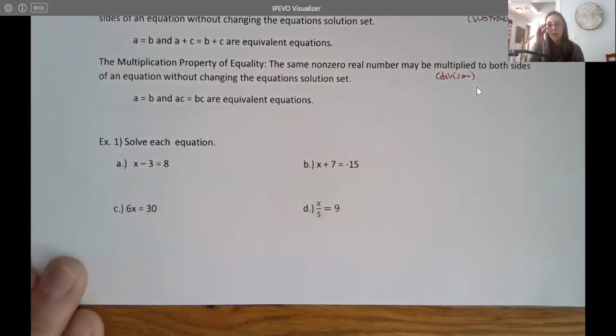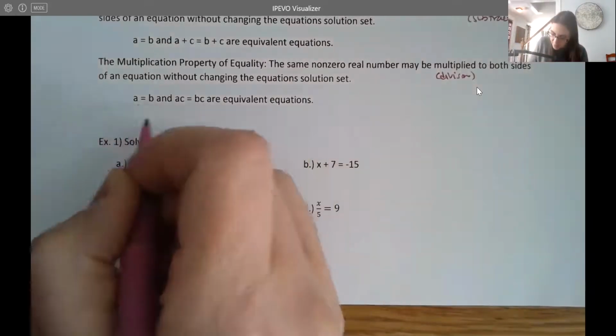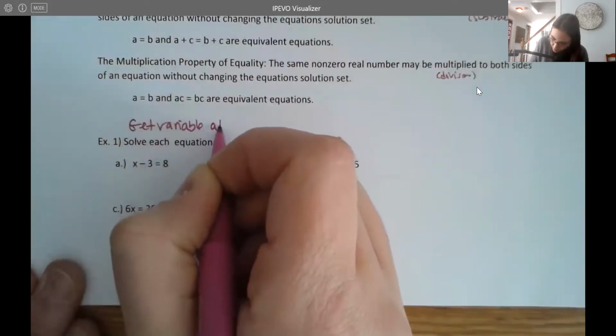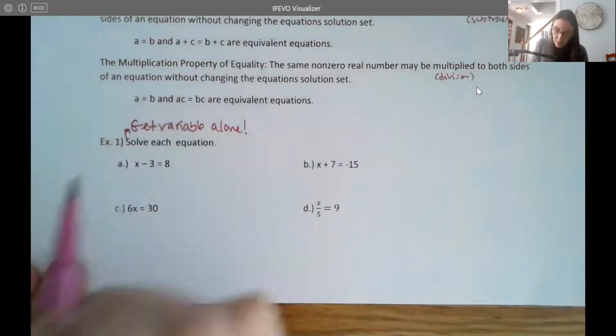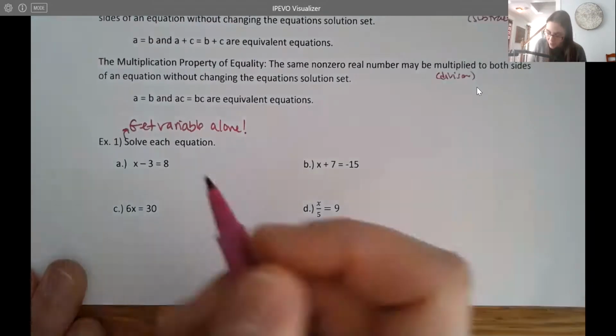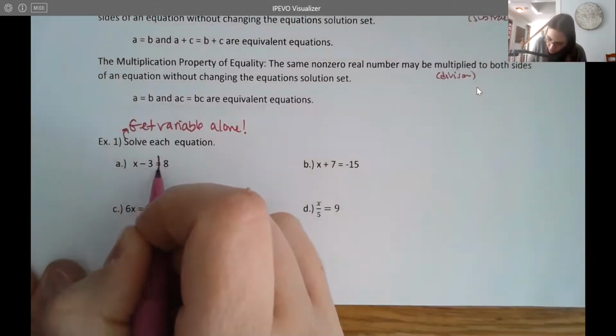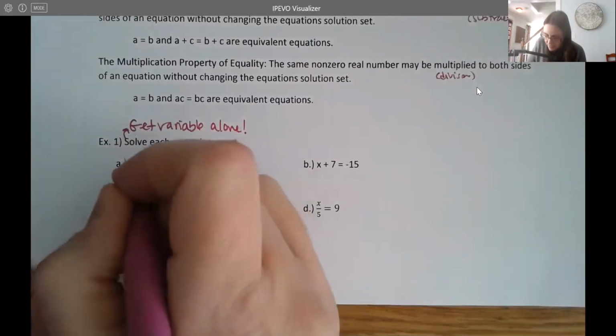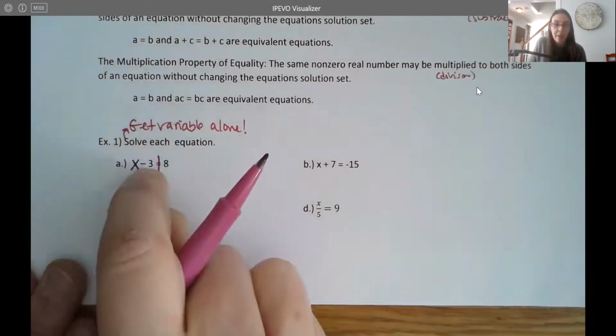Now, when you're solving, you're trying to get x by itself. That's what you want to do when you're solving. Get that variable alone. So think about how to get that variable alone. Now, one thing I like to do, these are pretty simple, but I like to draw a little line on my equal sign just so I can see the two sides. So if I want x to be by itself, I need to get rid of this -3.